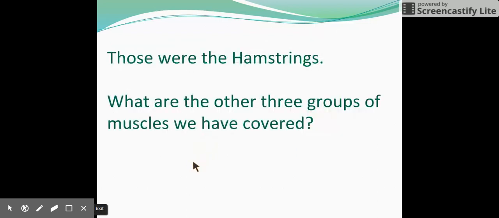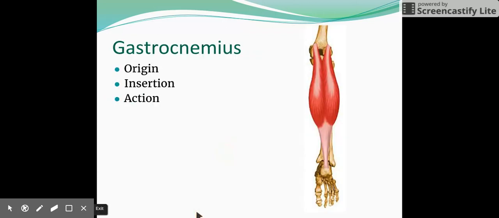Those were the hamstrings. What are the other three groups of muscles we have covered? We have covered the quads, which we covered earlier. So we covered the quadriceps. Then we had the abdominal muscles, and then we had the rotator cuff. So we've talked of 4 muscle groups in this series of lectures. Make sure you know those 4 groups and be able to tell me what their functions are.